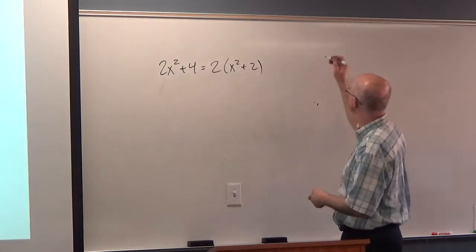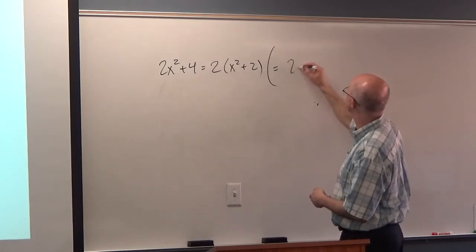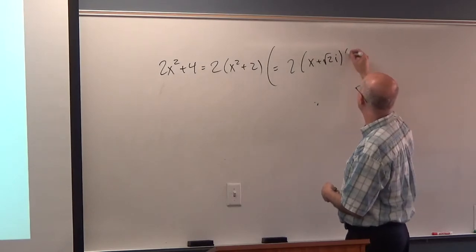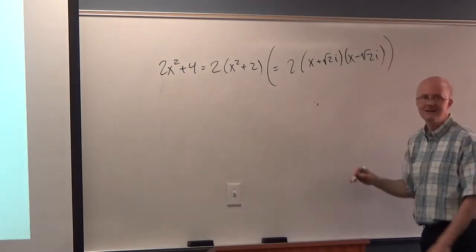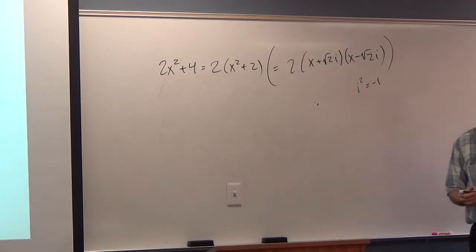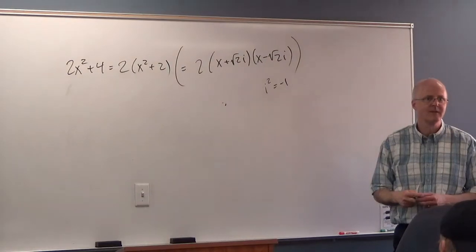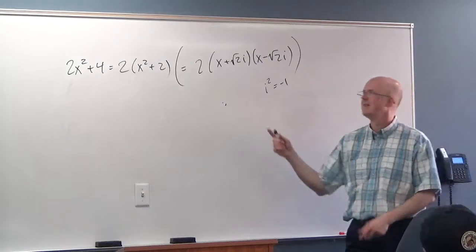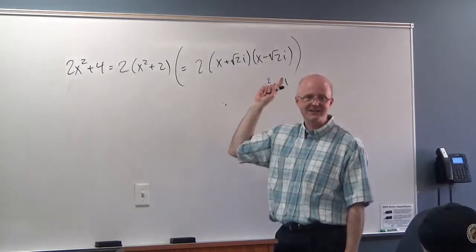The ultimate factorization of this is going to be 2 times x plus root 2i times x minus root 2i, where i is the complex unit, imaginary unit here. You should be careful saying that word unit. This thing. That's the ultimate factorization of it.